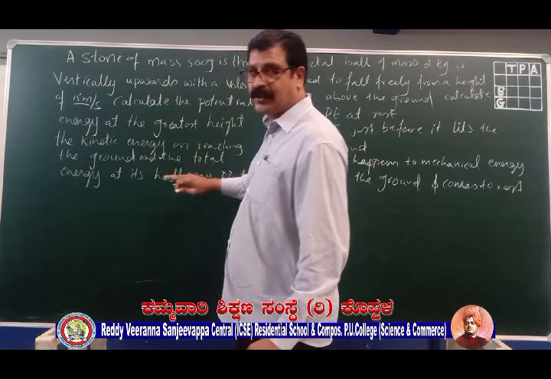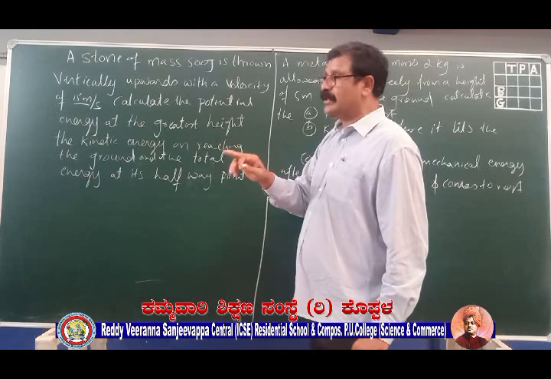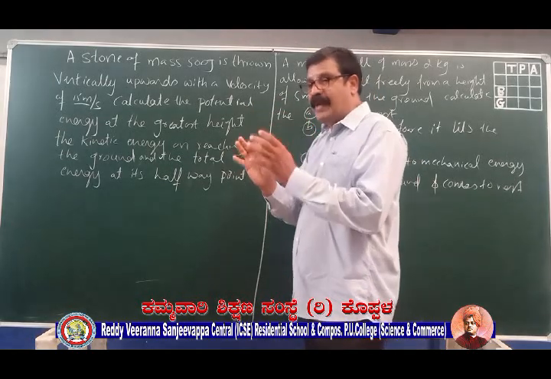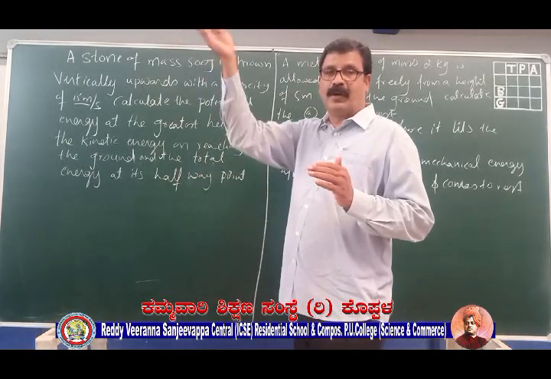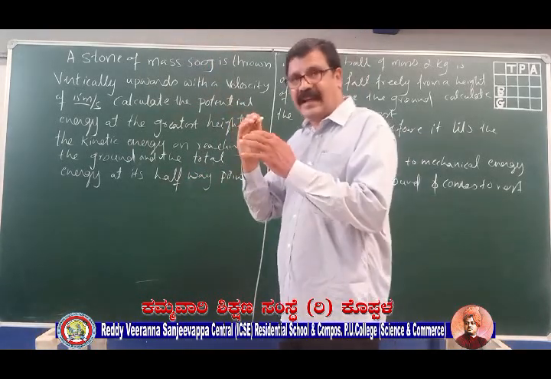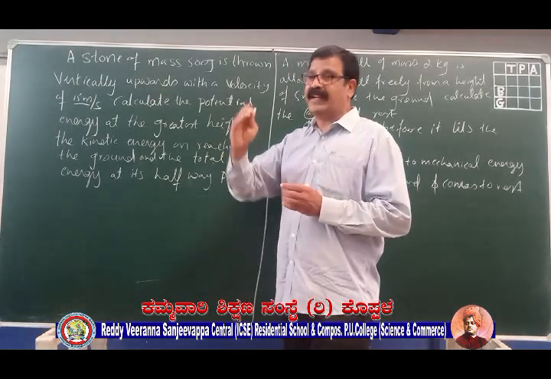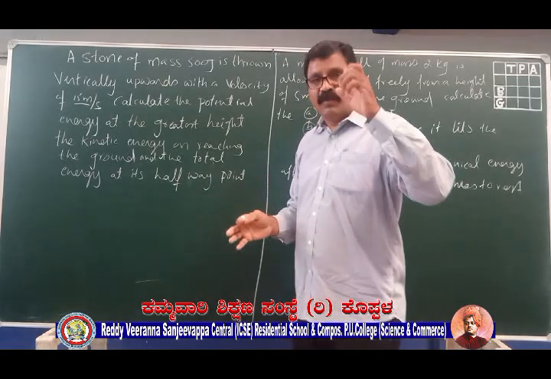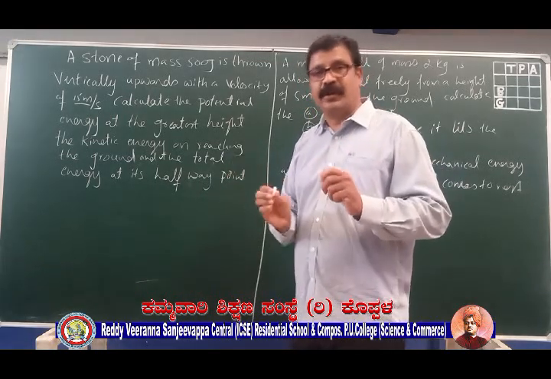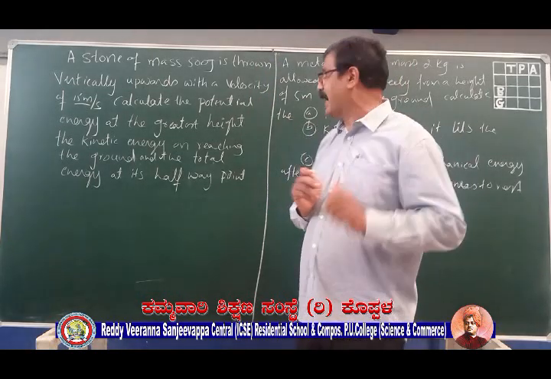When you throw a stone up from the ground, what will happen? When you are throwing, the stone will have maximum kinetic energy. When it is moving up, that kinetic energy will get converted to potential energy. And when it reaches that maximum height, all the kinetic energy which was there with the stone when it was thrown will get converted to potential energy at the greatest height.